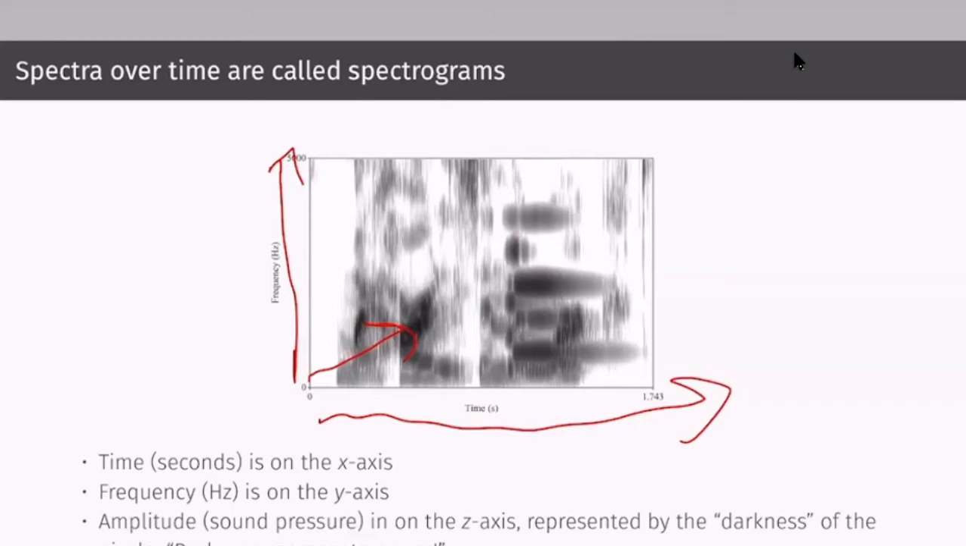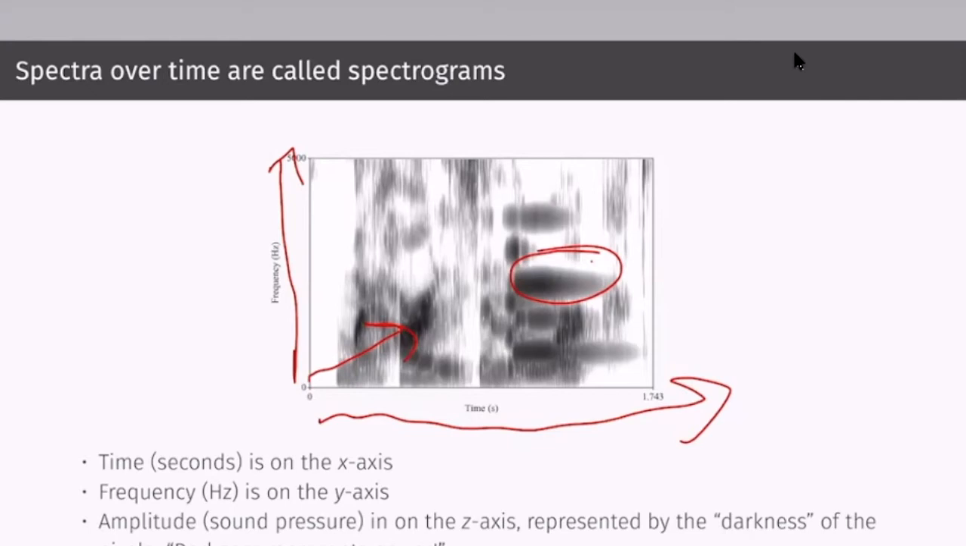So just to quiz you a little bit, what does it mean if we see a dark band here? What can you infer about the acoustics of this utterance? What can we say about this sound wave? There's a high amplitude at that frequency.